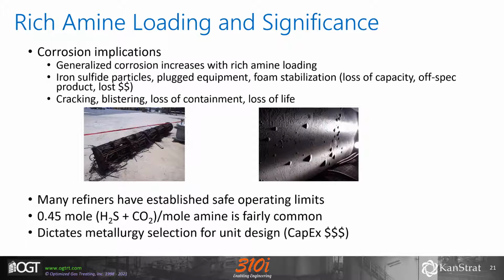Most refineries have safety limits in place these days. One that is fairly common is 0.45 moles of total acid gas per mole of amine. If you need to exceed that limit, you can do that, but you're going to have to metallurgy up. Unfortunately, you're going to be paying for that in the form of capital expenditures when going from carbon steel to stainless steel, which is anywhere from 4 to 5 times more than carbon steel. So it all boils down to pay me now in metallurgy or pay me later in maintenance costs and lost profits.